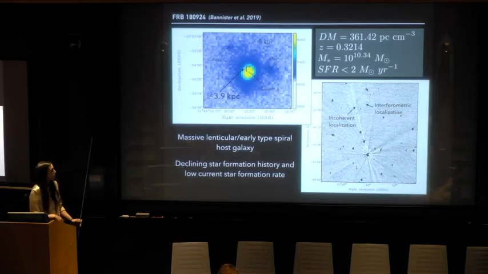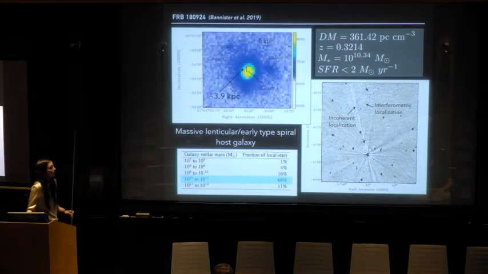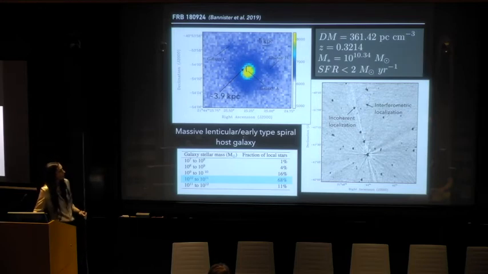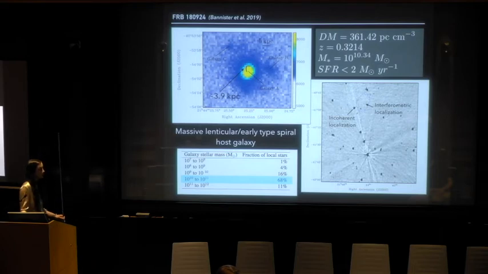But overall, the properties of the galaxy point to a generally older stellar population with a declining star formation rate history and a low current star formation rate. And unlike the host of the repeater, this is a much more massive galaxy. In fact, these types of galaxies account for the majority of stars in the local universe. And so this could perhaps be suggesting that not all FRB progenitors require special conditions.